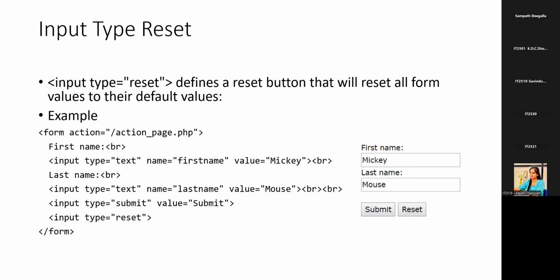Similarly, you can have a reset button. Ideally, when you have a form, you know that you want to clear out everything. So in case you want to add another button, you might have already seen this in forms. There's a reset button. Simply, you will use input type reset, which will reset this.